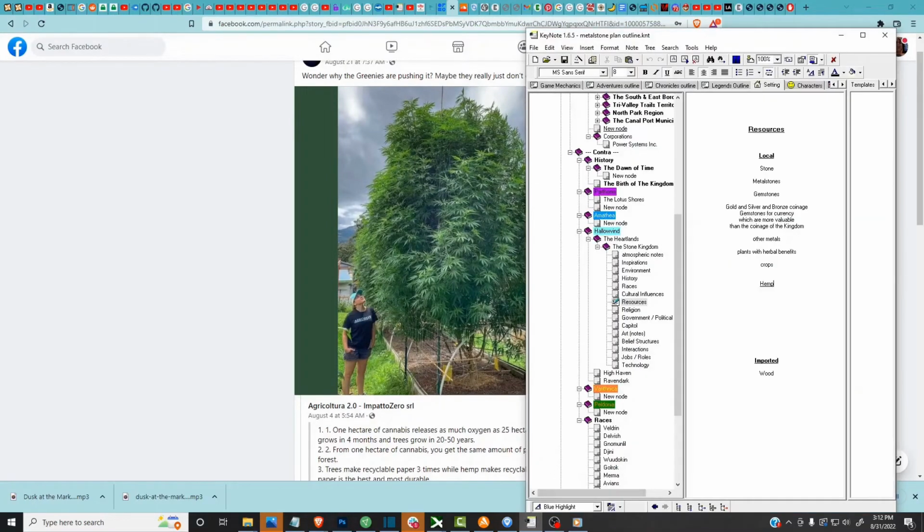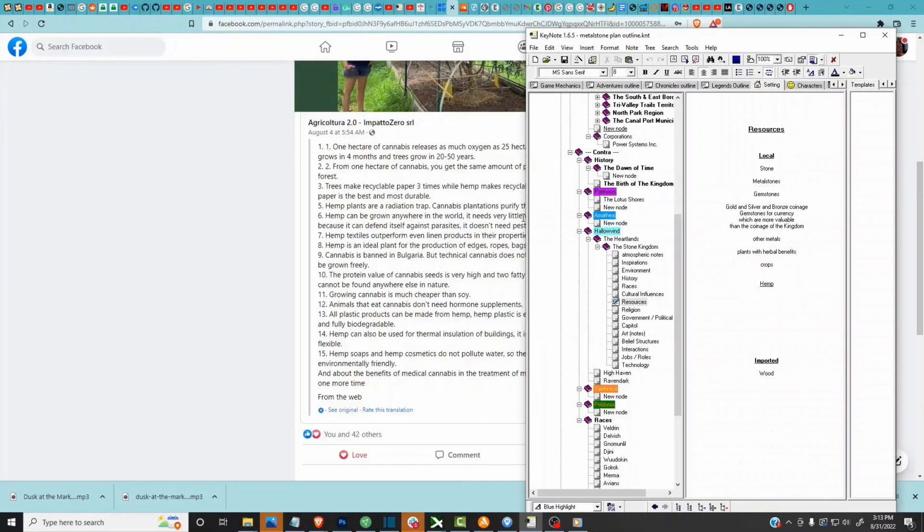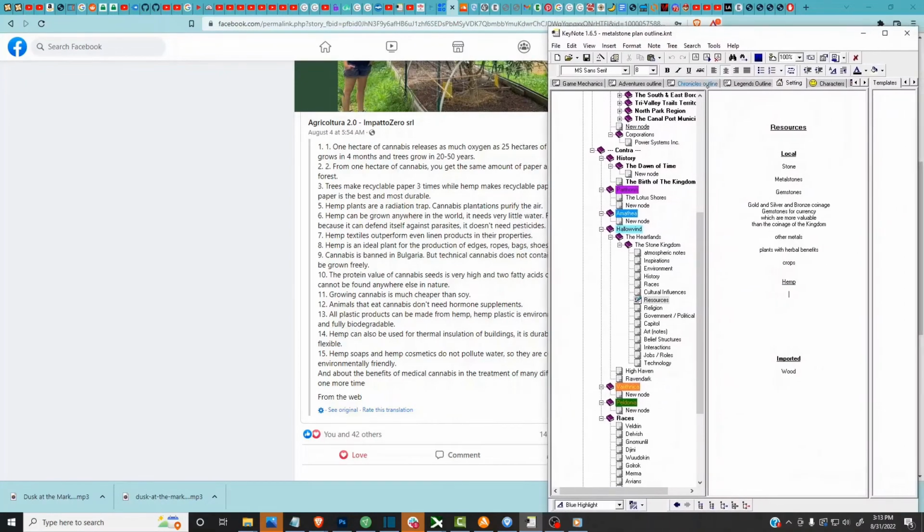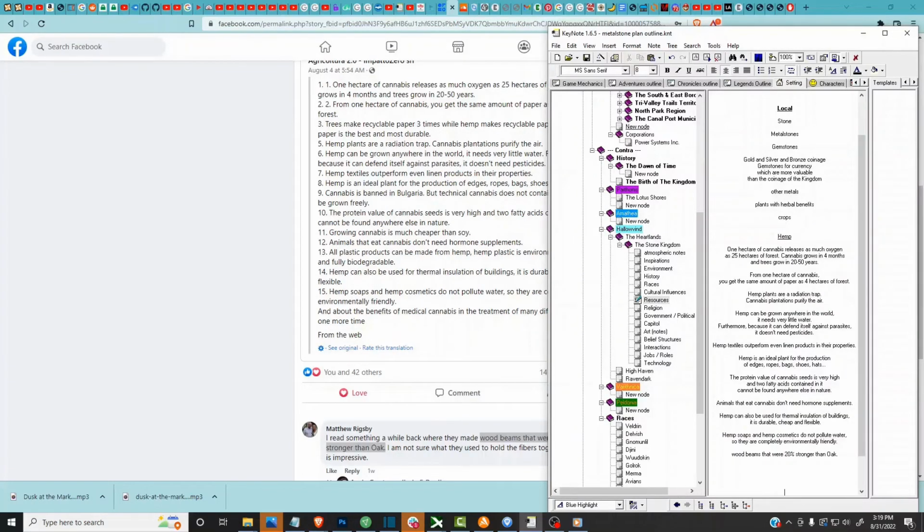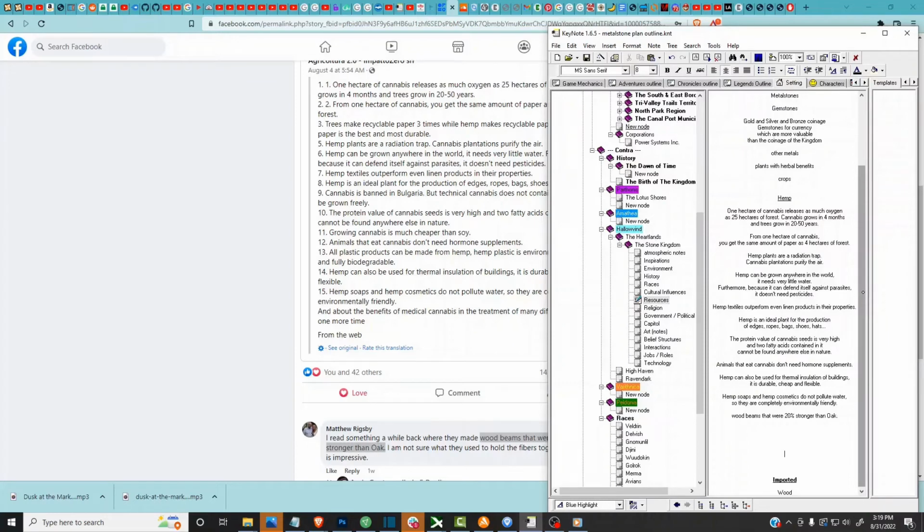So I'm going to have hemp as a local resource instead of wood, and I'm going to note all these facts down that I read, because it'll be important to know some of its beneficial properties and how it could be used for other things. So this is why it's important to keep your eyes open for information from outside sources, and to even go out of your way to look for it, because you could possibly find some really interesting things that could really help you a lot with your world building.